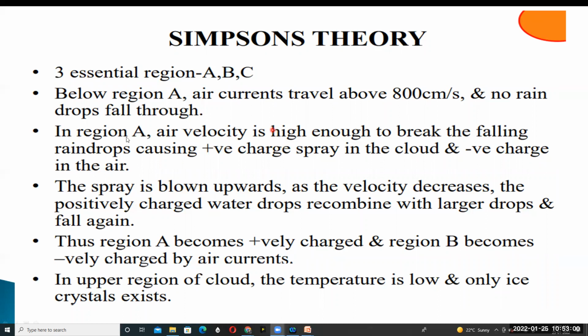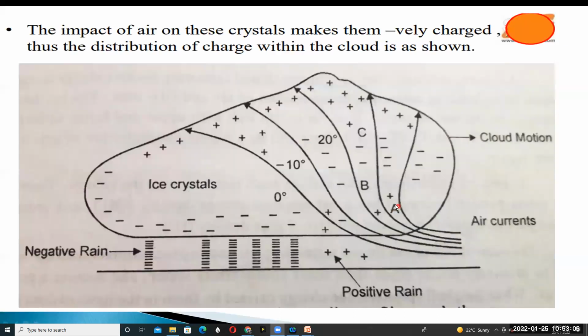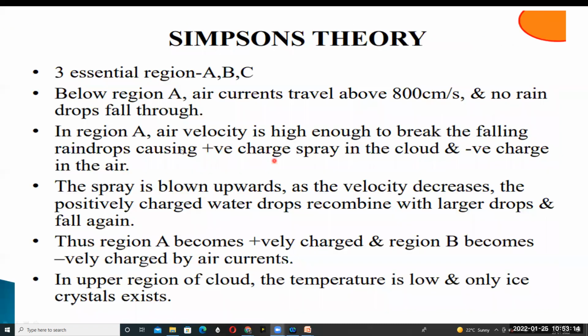In region A, the air velocity is high. Below region A, the air current speed is 800 centimeters per second, and in region A the air velocity is high enough to break the falling raindrops, causing positive charges to spray in the cloud and negative charges in the air. Fine, understand?